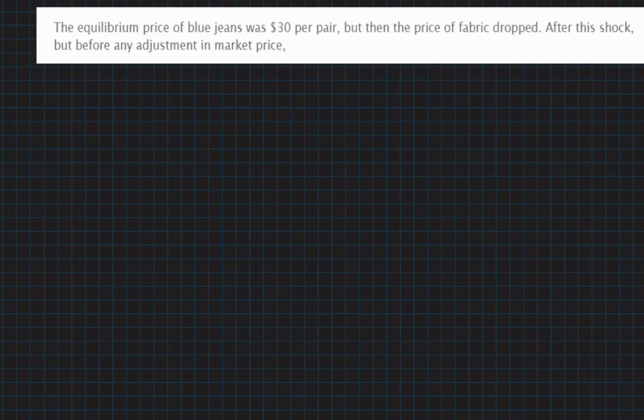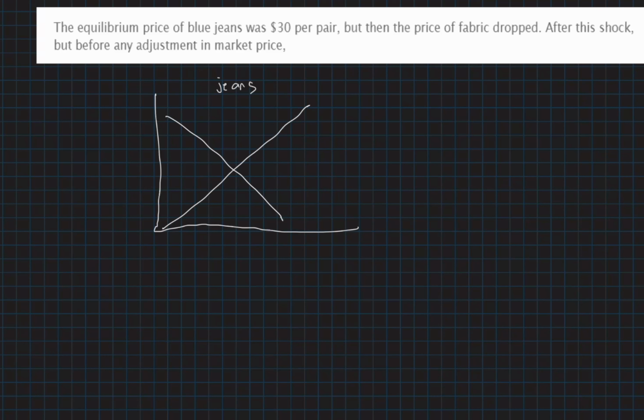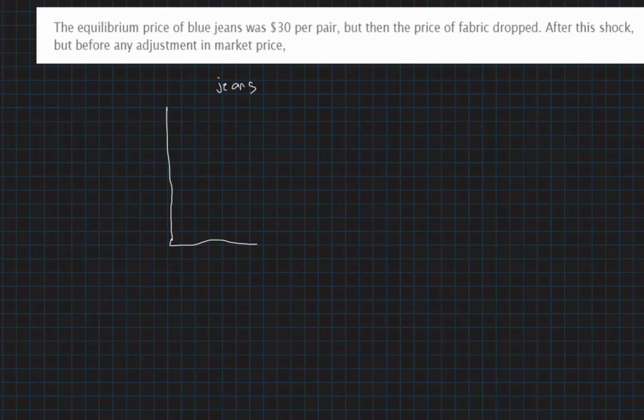It says the equilibrium price of a pair of jeans was 30. Okay, so I'm going to label this. This is the market for jeans. Let's draw it out. Wow, I cannot draw right now. Equilibrium is 30.